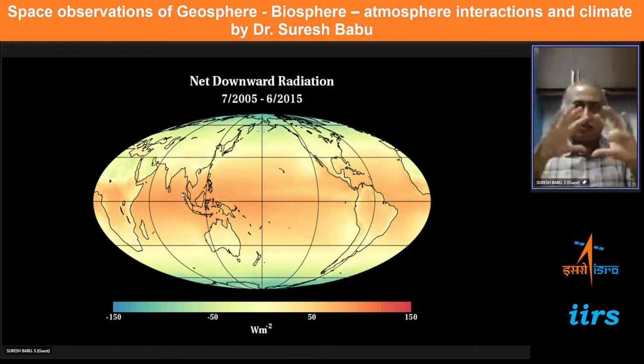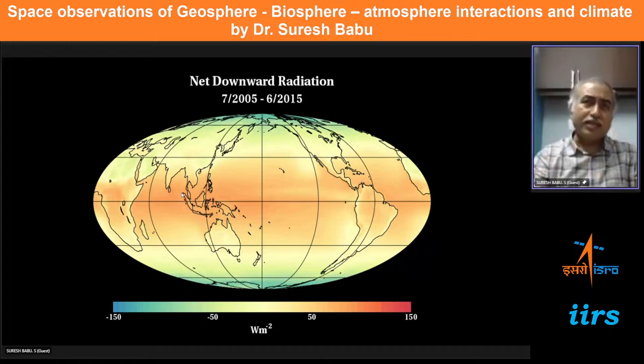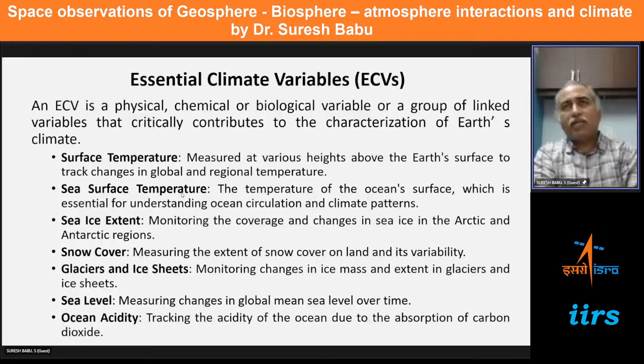And this redistribution is the one which determines the atmospheric circulation and the climate processes. So essentially, when we say the overall radiation balance, the energy which is received by the Earth-atmosphere system should balance the energy which is either reflected or emitted, and ideally the balance should be zero.